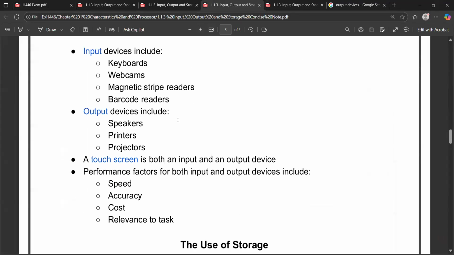See, we have input devices, output devices, touch screen, and when we talk about the performance of them, it depends on factors such as input and output device, which include speed, accuracy, cost, relevance to tasks like this.